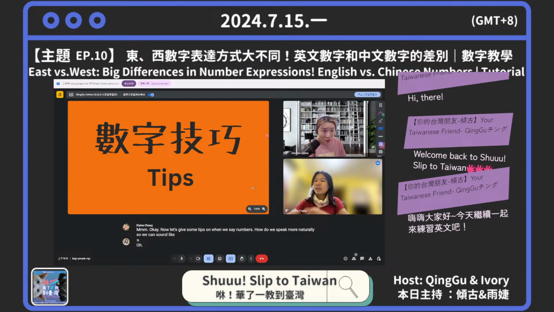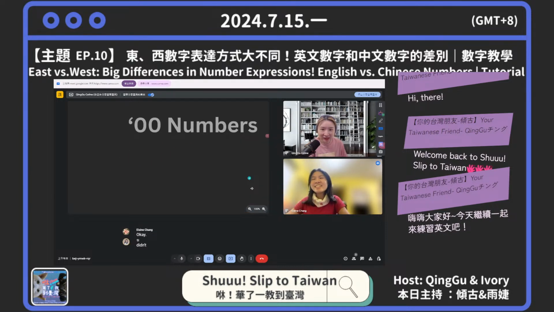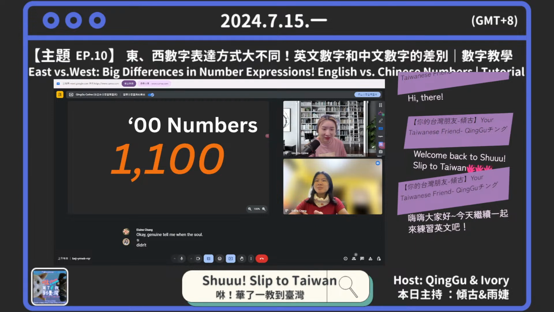Okay, now let's give some tips on when we say numbers, how do we speak more naturally so we can sound like natives? Tips for saying numbers in English. I need it. When you speak English, you can say big numbers so that you sound like a native speaker. Great. Okay, so for numbers that end in 2 zeros, oftentimes you will hear natives say it differently.